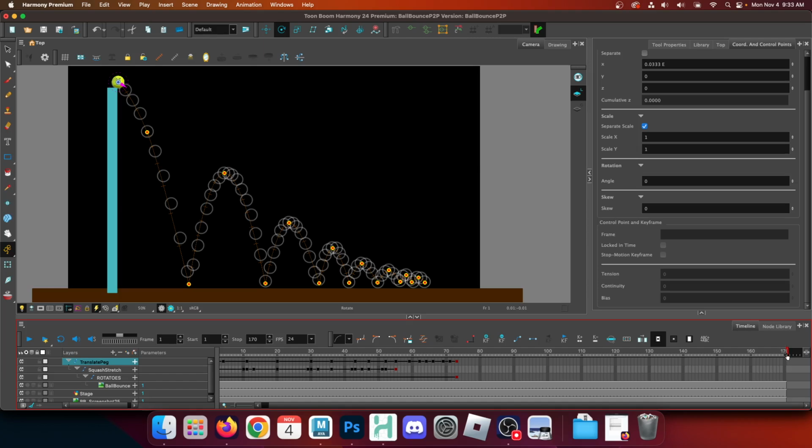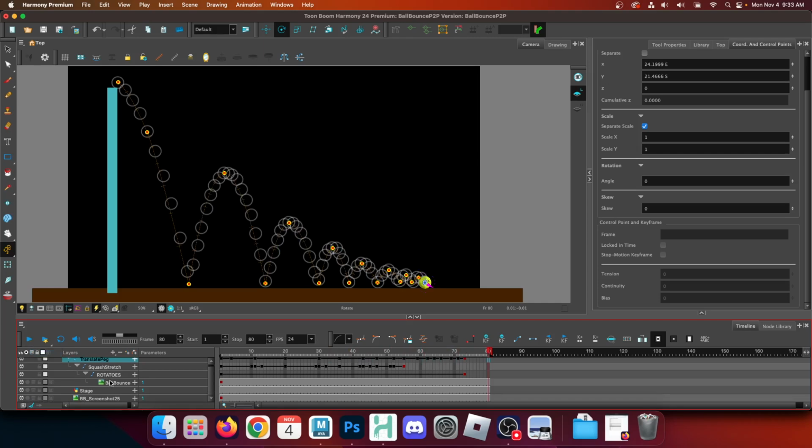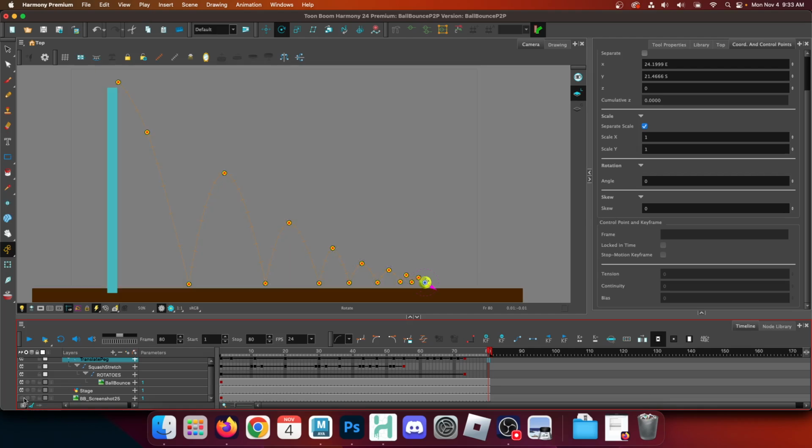When you're all done, so my time goes out to 75, so I'm going to just close mine up at 80. So I'm going to move my red tab back to 80. Boom. So now my entire animation is 80 frames. And so to finalize this, to turn it in, I want to get rid of my reference now. So I'm going to turn off the little eyeballs on my ball bounce screenshot layer.